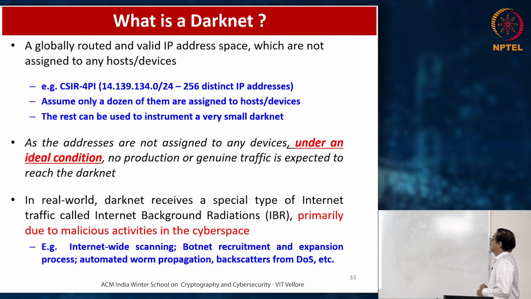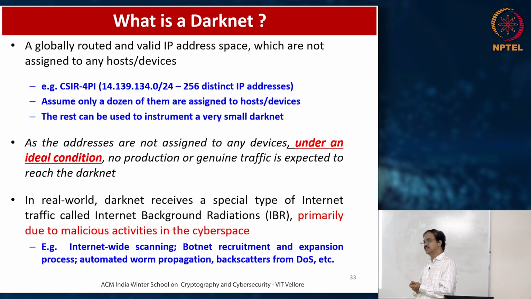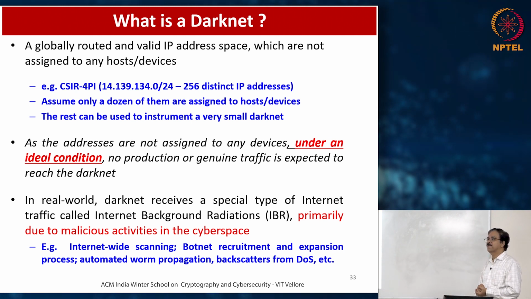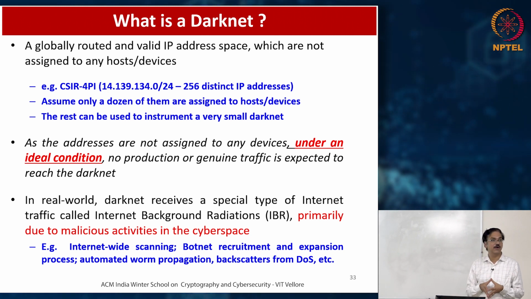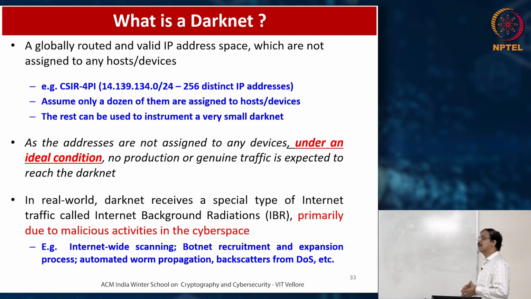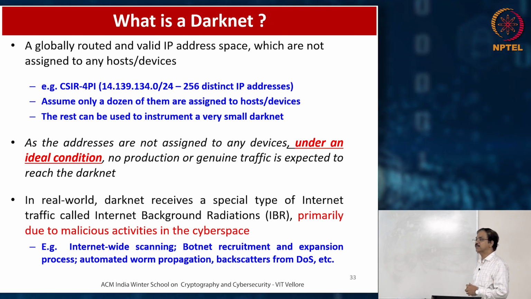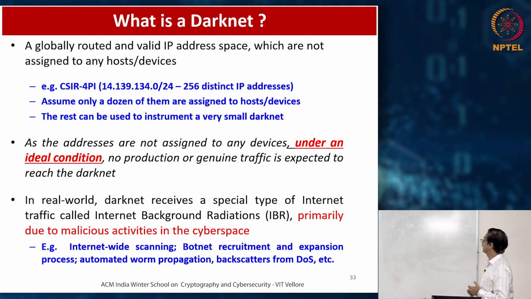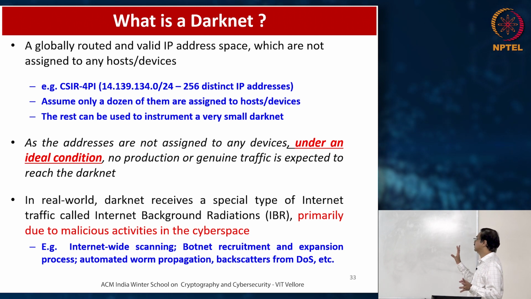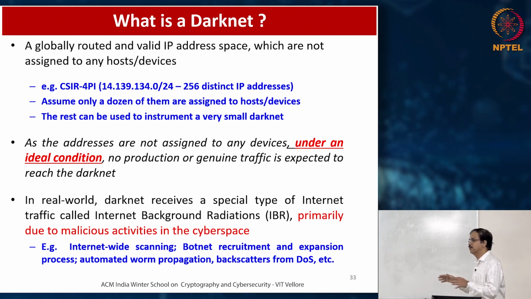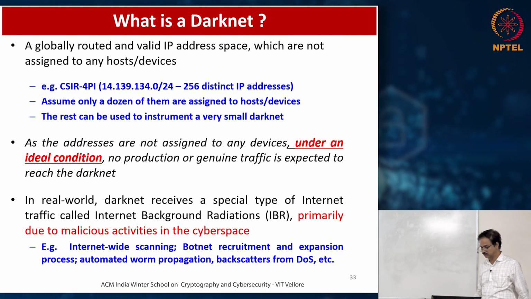So I already covered this slide. For example, a darknet or a network telescope is a mechanism through which you can capture those packets which are unsolicited. They are also called internet background radiation. Now, by capturing and analyzing these packets, you get substantial information about the security aspects taking place on the internet, right? Now, under an ideal condition, you should not get any packet, because that is why it is called internet background radiation. I mean, normally you don't expect it, but you still get it. In a real-world scenario, you get such packets.